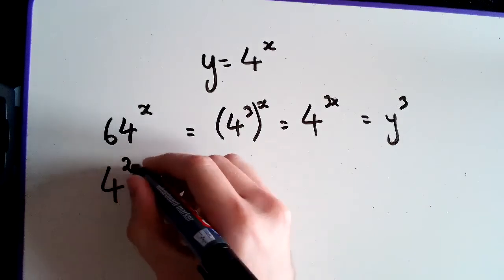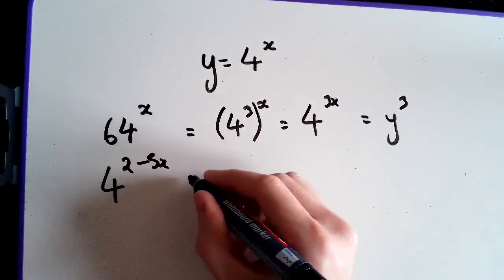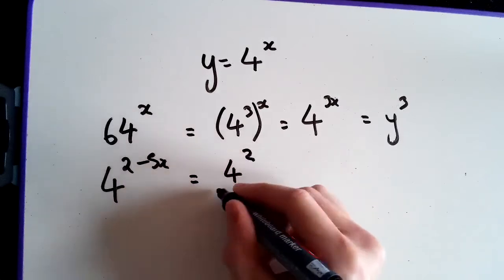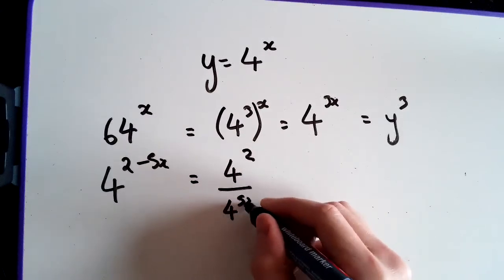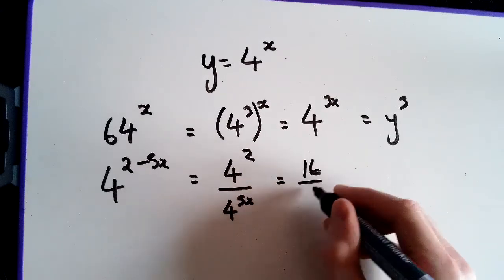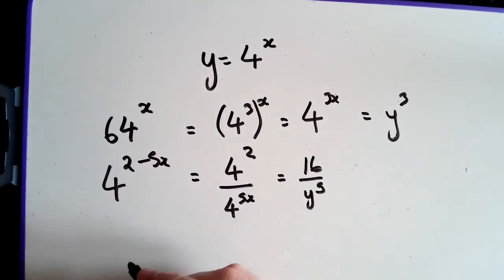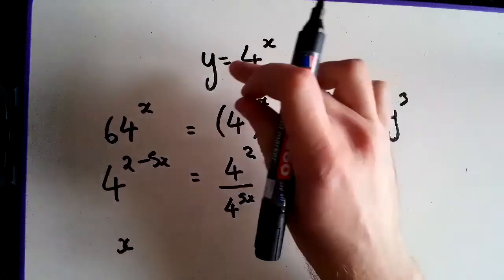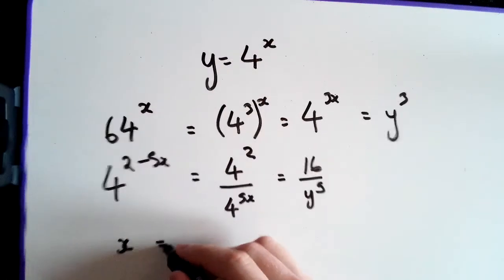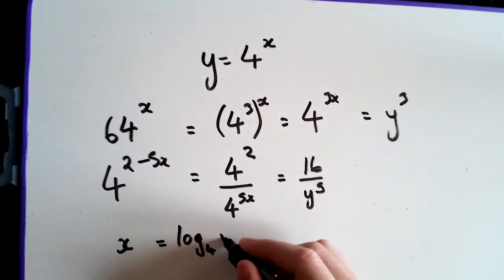4 to the power 2 minus 5x, well, I can write that as 4 to the power 2 divided by 4 to the power 5x, which is 16 over y to the power 5. And if I just want to write x, well, this one's to try and trick you a little bit. If I do log 4 of both sides, I get log 4 y equals x.